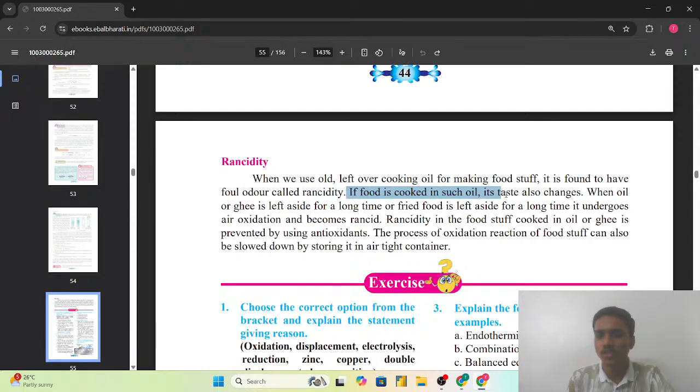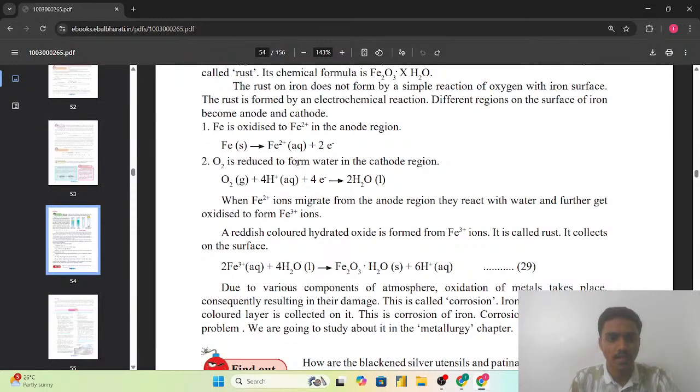If food is cooked in such oil, its taste also changes. When oil or ghee is left aside for a long time or fried food is left aside for a long time, it undergoes air oxidation and becomes rancid. मतलब यहाँ पर जो फूड जो हम तला हुआ जो कि जो सब्सटेंस है, जो आइटम्स है वो अगर हमने बहुत ज्यादा टाइम के लिए ऐसे ही छोड़ दिए, so that becomes rancid because they go under the oxidation of air. That is, they are reacting with the O2 molecule in the air. We have a reaction regarding this.